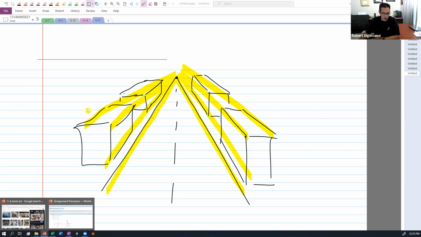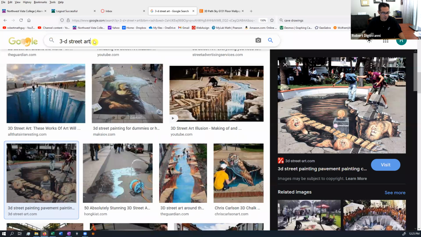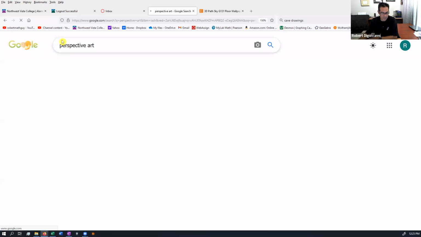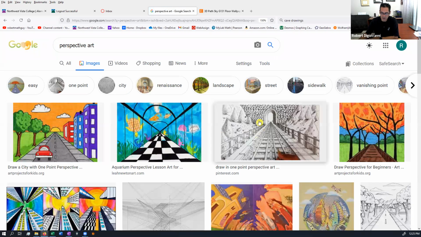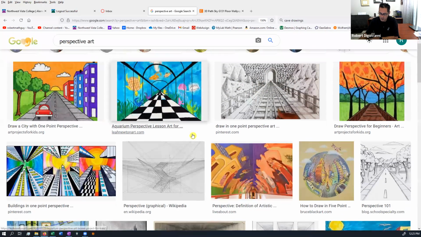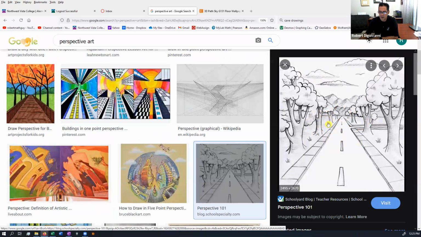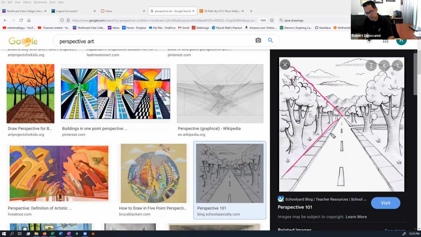So I'm going to go back to my Google search here, and I'm going to put in perspective art, let's say. See, all of these are showing you how we can use perspective to get that kind of three-dimensional feel. Oh, that's a pretty good road right there, right? You see? Trees are bigger and then they get smaller. In this one you can see they even have it here. There's a parallel line going here. All those lines that in the real world would be parallel, on the drawing have to come together.